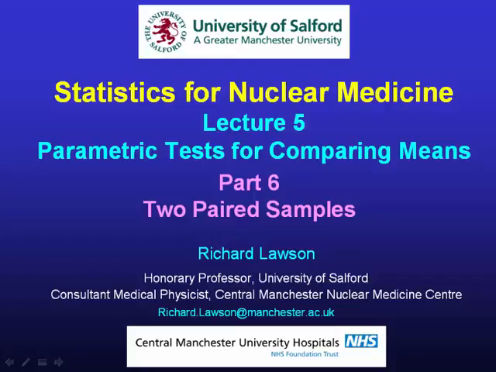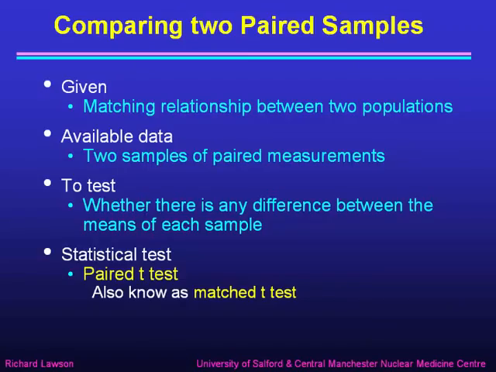This is part 6 of my lecture on parametric tests for comparing means, and I'm going to be talking about comparing two paired samples. In comparing paired samples, we're given samples with a matching relationship between two populations. I'll explain what that means in a moment.